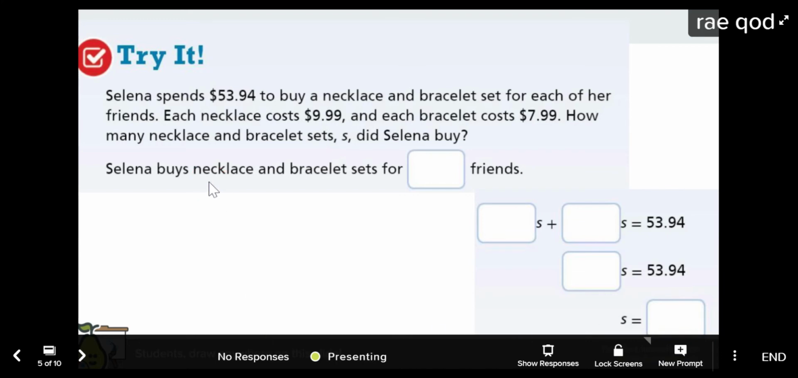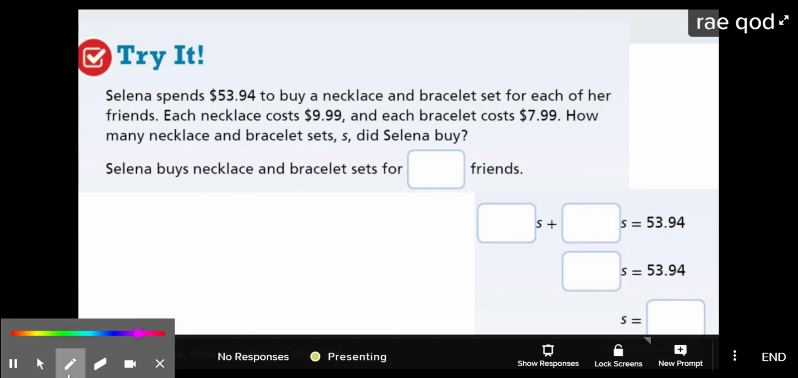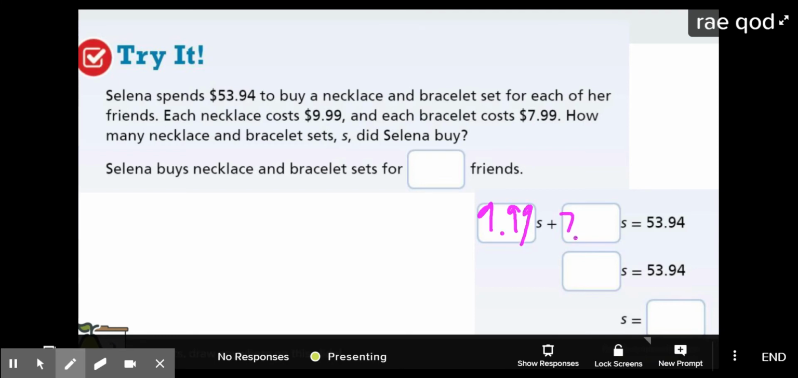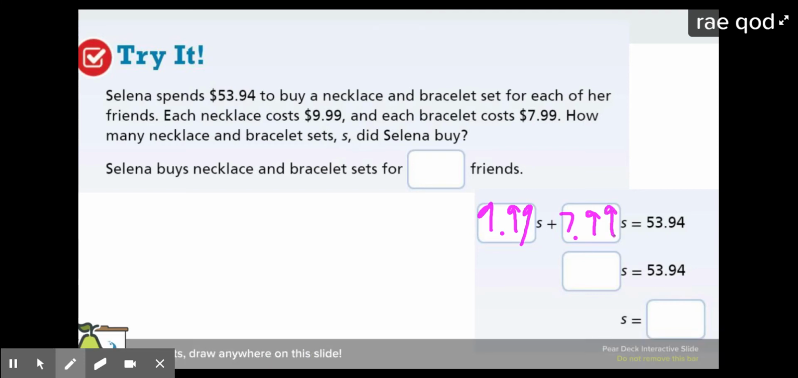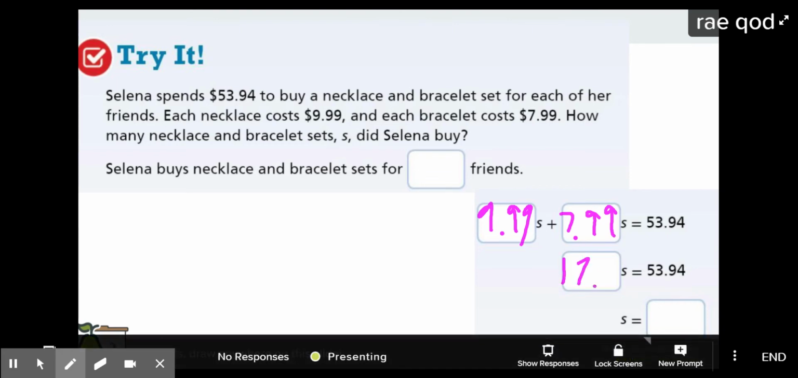So again, just like the last problem, maybe the last problem was fractions and they got a little hairy. All we do is we combine our like terms. So these are both part of the set. So we just add those together, which, let me do my side work, is $17.98. So we know each set costs $17.98.